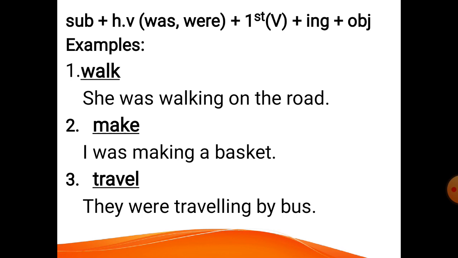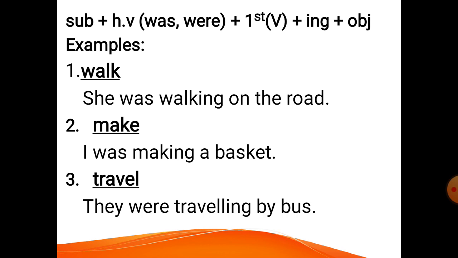Second, make. Now the words which end with E, whenever we see them, what do we have to do? We will apply ing to it and omit E from it. So I have chosen I for it. With I we will be using was. I was making a basket.